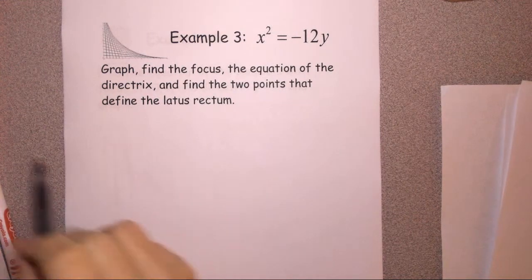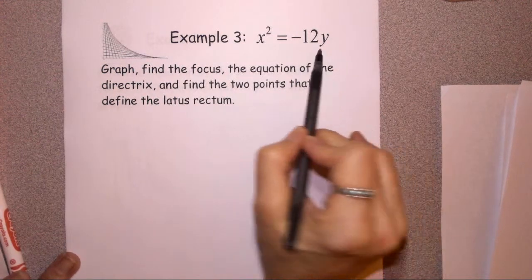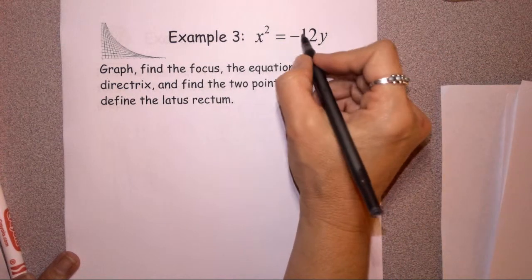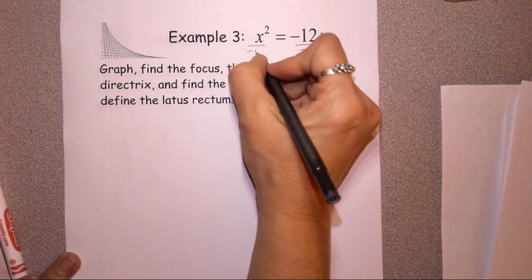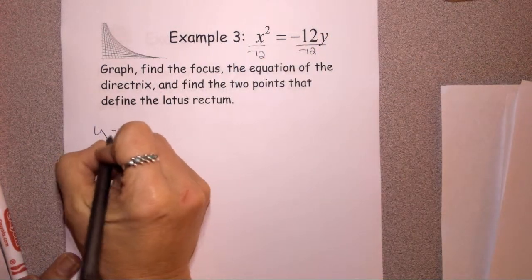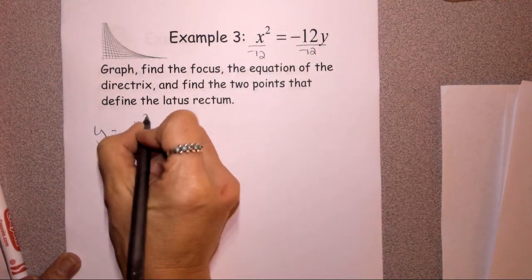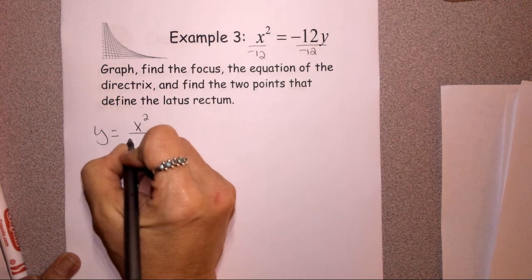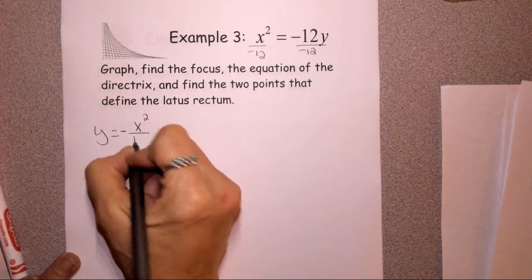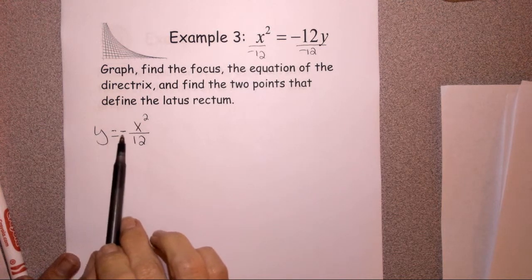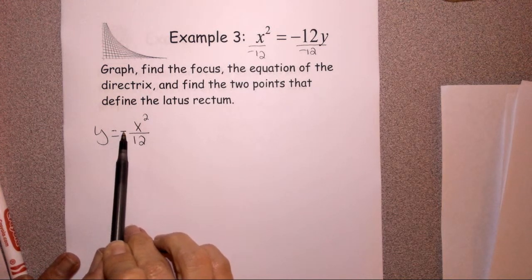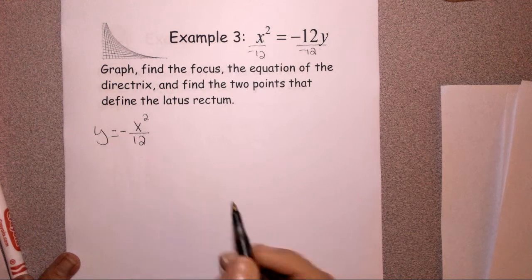Example 3. Same type of problem, but this time the y is what's not squared. So that says negative 12 times y, so I divide by negative 12, and we get y equals x squared over negative 12. And I like to just put my negative out front. So because it's a y equals, it's an up or a down. Because it's a negative, it opens down. So I know it's going to open down.